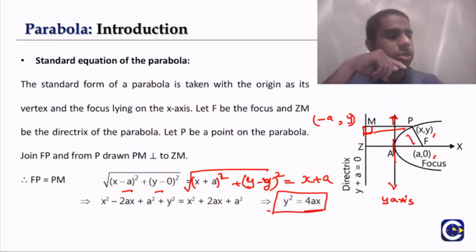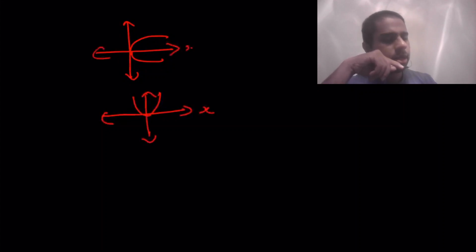For example, like I showed you different forms of parabola, right? Like facing upwards, facing downwards, and everything. So when you have it like this, the axis of the parabola is y. When you have it like this, the axis of the parabola is x. Right? This is axis of the parabola is y, axis of the parabola is x.